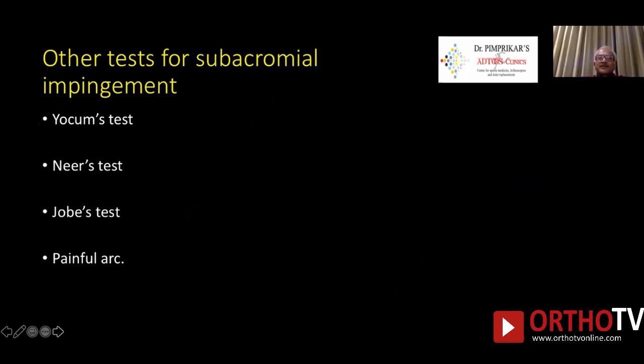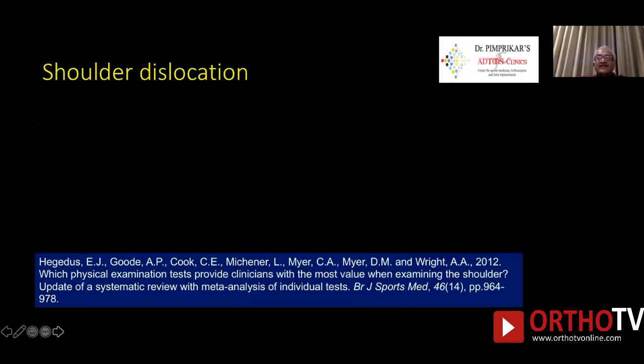And it is called a positive Hawkins sign, which will talk of subacromial impingement. Some other tests for subacromial impingement are Yoakum's test, Neer's test, Job's test, and a painful arc. We have not included all the tests as examination of the shoulder joint in itself is not a very valid kind of examination, as we have seen in the sensitivity and specificity of different tests.